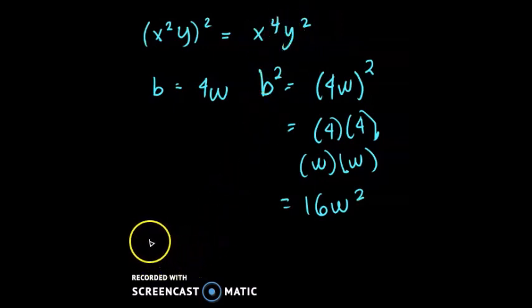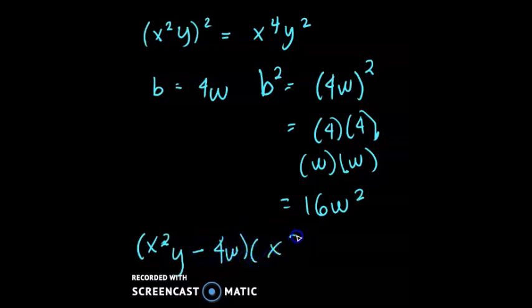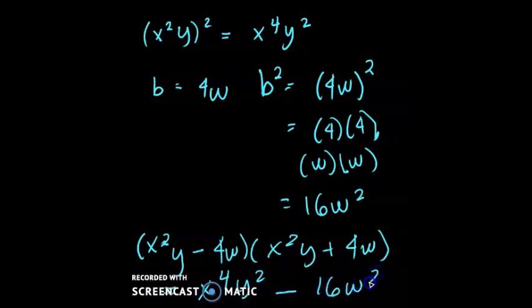So our final answer for this difficult problem is just to combine the two squared answers. Therefore, x squared y minus 4w times x squared y plus 4w, their product will be x raised to the power of 4 y squared minus 16w squared. I hope you understand what I'm trying to say, and I hope you learned something today.